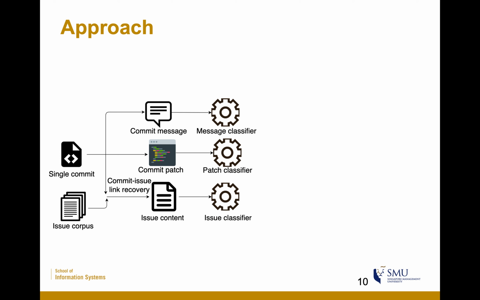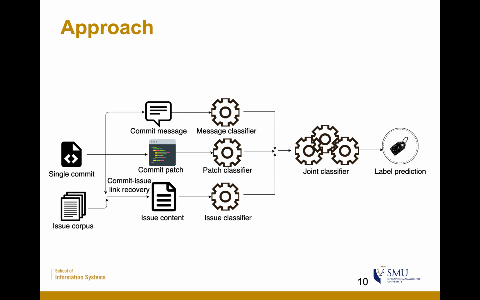If the commit message references any issues on GitHub or Jira issue tracker, HERMES directly follows the links and uses the content of the issues as input for the issue classifier. If the commit message does not have any explicit link to any issue, we infer a link to a single most relevant issue from our issue corpus using a commit issue link recovery technique. The content of the linked issue is used as input for the issue classifier. Finally, the results from all 3 base classifiers are fused using the stacking ensemble technique.